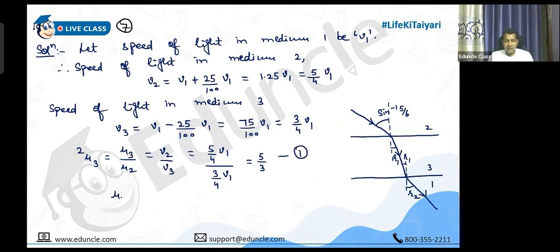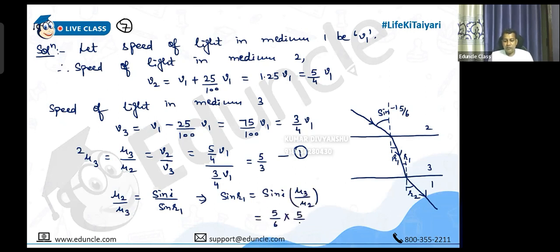Now, according to Snell's law, mu2 by mu3 will be sin I by sin R1, and sin I is 5 by 6. So it is sin I into mu3 by mu2, isn't it? So sin I will be 5 by 6. There is something wrong. One minute. This is not mu2 by mu3, this should be mu3 by mu2. Yeah, now it is okay. So it should be mu2 by mu3, so it will be 3 by 5. So half. So sin R1 is half, so R1 will be 30 degrees. Now we will go for another reflection and then we will get R2. That's how it will be done.